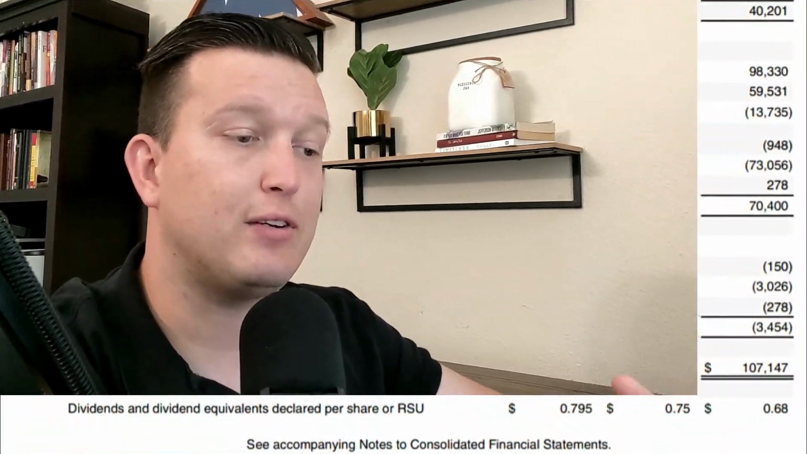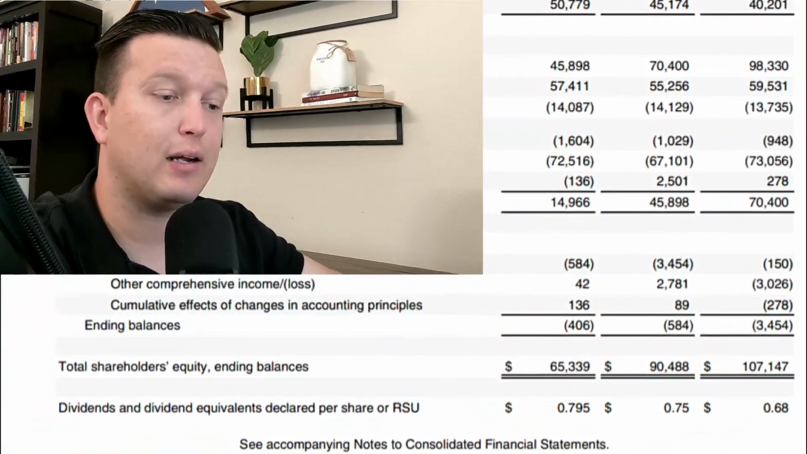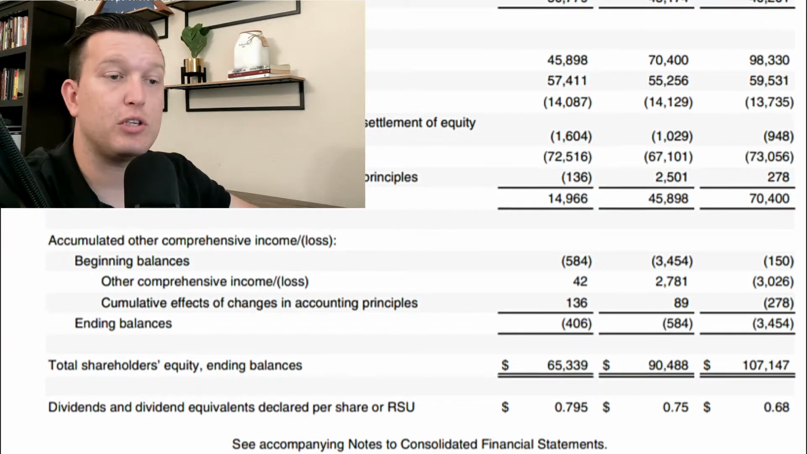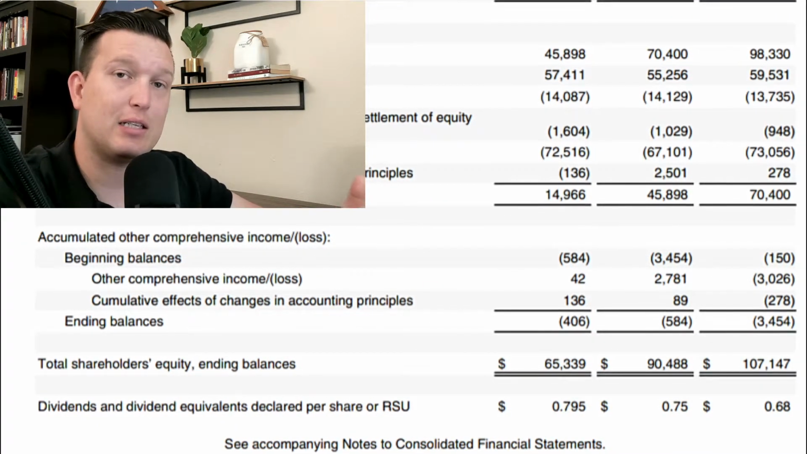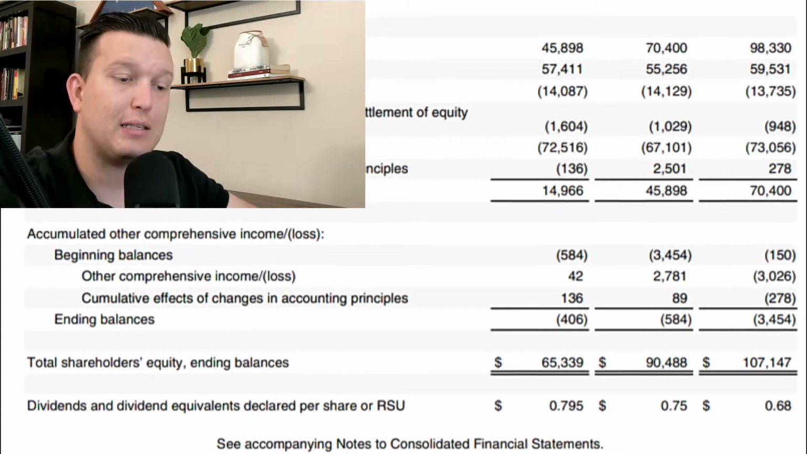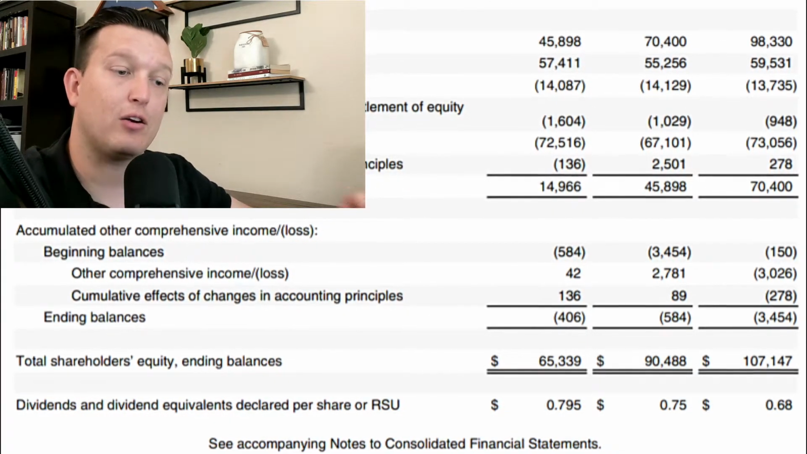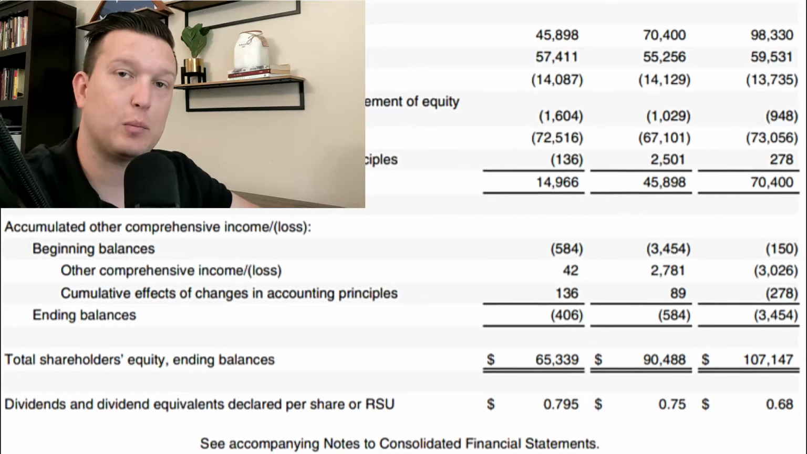In the case of Apple stocks, you can find it on their 10K, just 1 or 2 pages below the previous page. You're going to see something called dividends and dividend equivalents declared per share. And in this case, you'll see that in 2018, it was 68 cents per share, while in 2019, it was 75 cents, and then currently it is almost 80 cents per share. So you actually see that their dividends are slowly increasing over time, meaning you're getting a little bit more money every time they send out a dividend.